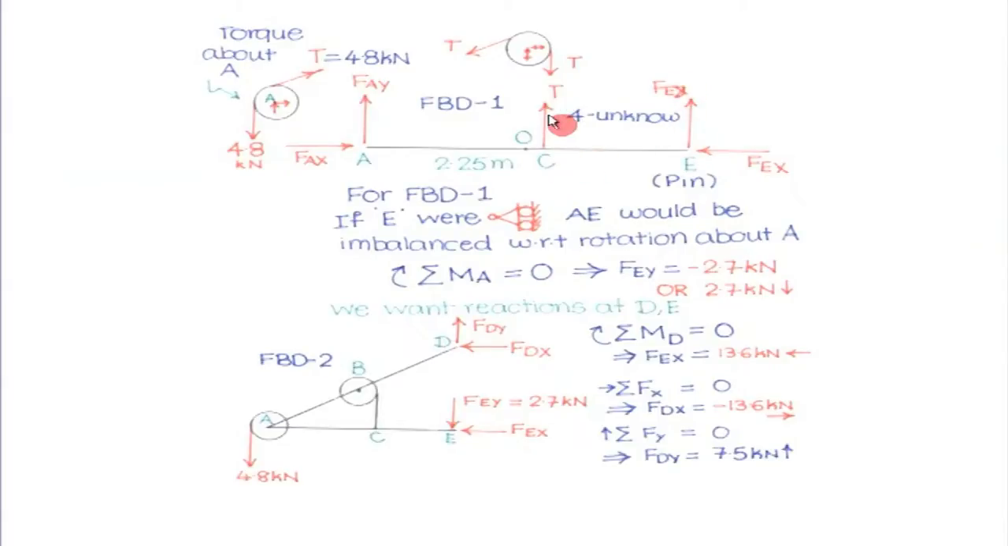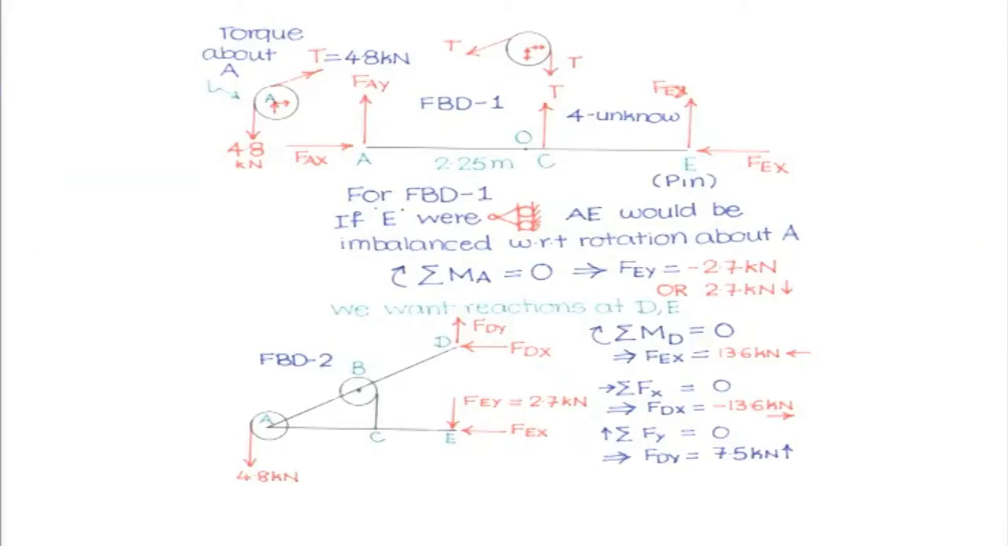Then it is very easy. We know this tension, so we take a moment balance of all these forces for this free body diagram about point A, sigma MA equal to 0, and we immediately can find FEY, which will come out to be minus 2.7 kilonewton, or it will act downwards in this case. We had assumed the direction to be upwards, and the value came out negative. So the resultant force is 2.7 acting downwards. We already found the reaction in the horizontal direction by taking the full free body diagram and moment balance about point D, and we immediately get FDX by equilibrium in the horizontal direction and FDY by equilibrium for this free body diagram in the vertical direction.